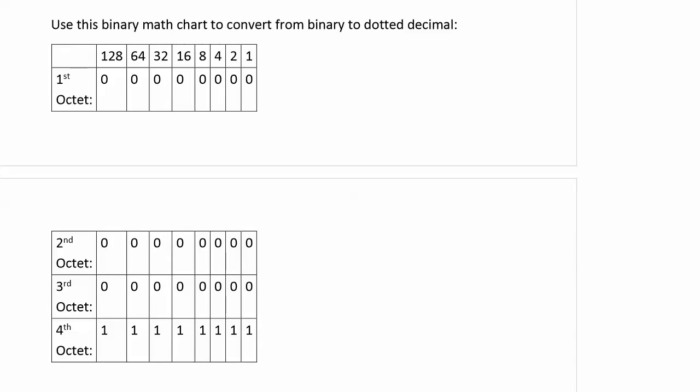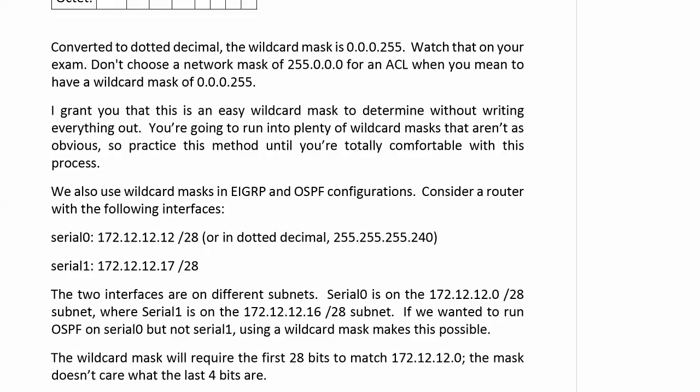And then you just convert it from binary to dotted decimal. And the wildcard mask is 0.0.0.255. You really want to watch that on your exam, especially when you're first getting started with these, because it just looks funny. It's like you're looking at that answer in a multiple choice question and thinking, that can't be right. But with a wildcard mask, it is. You want to watch that on your practice exams and your real exams. Don't choose a network mask of 255.0.0.0 for an ACL when you mean to have a wildcard mask of 0.0.0.255.